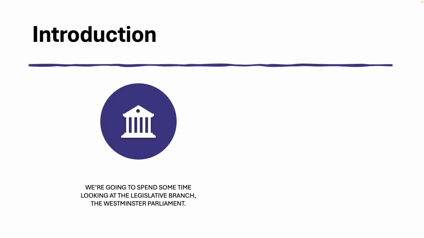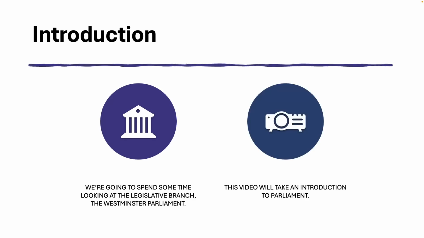So with all that being said, we are spending the next few lessons looking at the legislative branch of the UK Constitution, the Westminster Parliament. We'll take an introduction to this in this video. Fundamentally, we speak about Parliament and the legislature and the separation of powers and all these different things. But what actually is Parliament? Well, Parliament, in terms of its structure, is comprised of three distinct parts.